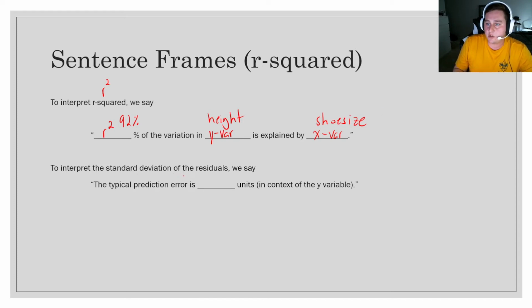To interpret the standard deviation of the residuals, we say that the typical prediction error is, and then usually this number is either calculated by formula, it is produced by your calculator, or it's given to you. It's very common to be just given to you, but whatever you fill in here, it's usually written as s of something. So it's like the standard deviation of the residuals. So look for an s either in your calculator or on a Minitab output, which we'll talk about. And then the units are whatever units are on the response variable. So you fill in the number here. It's usually an s equals something, and then you fill in the y variable, context, units, all that stuff.